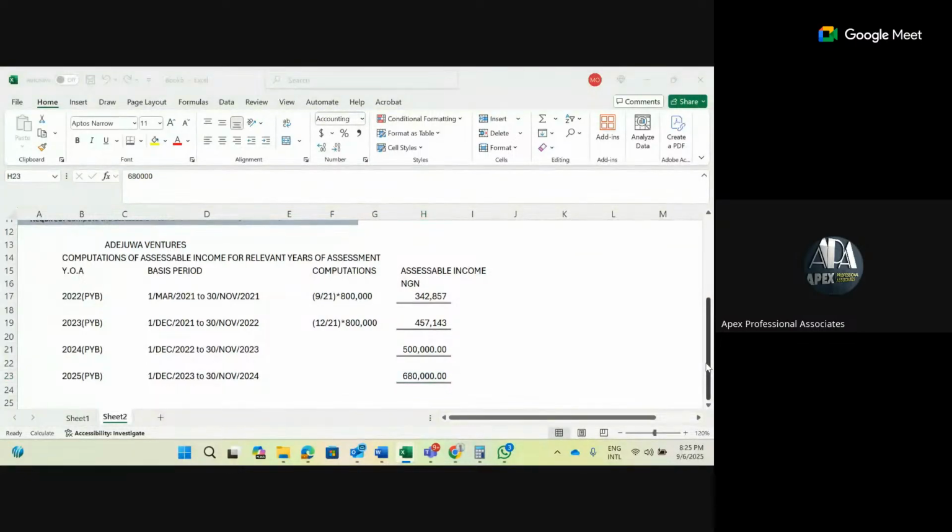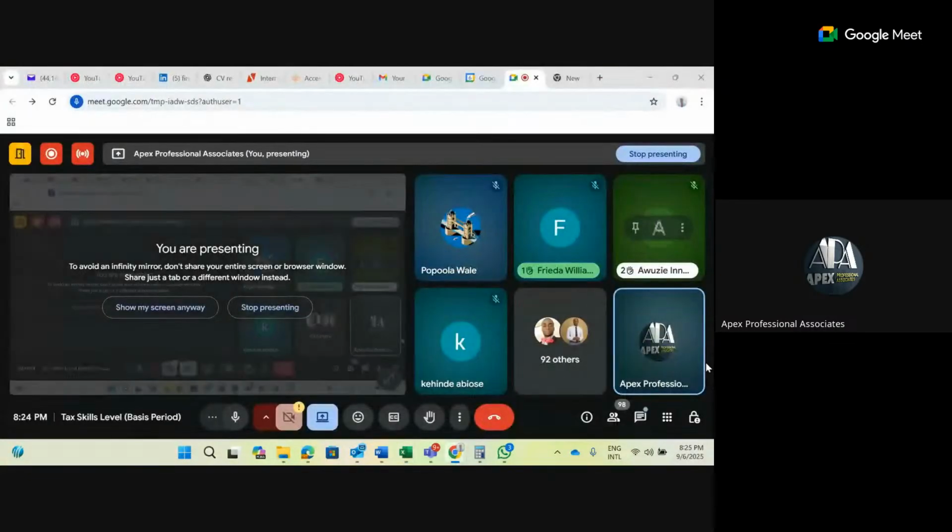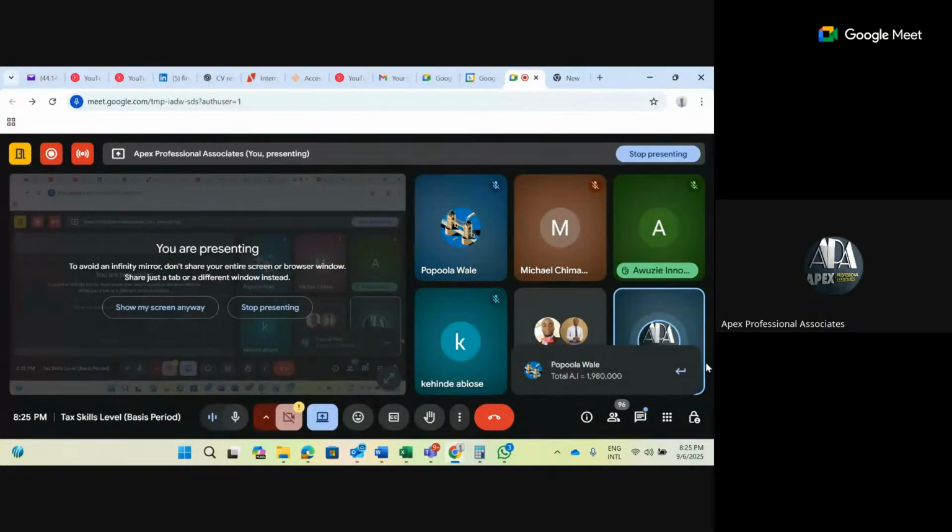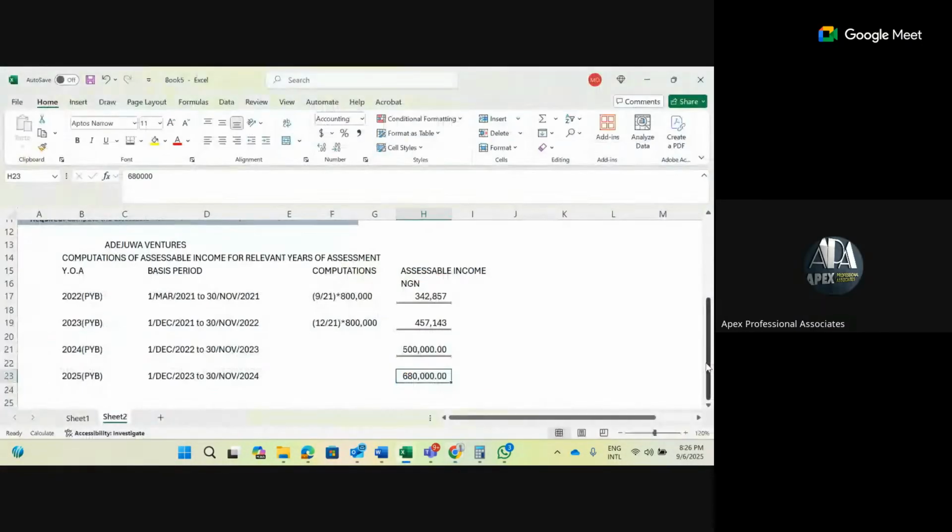Commencement of assessable income. So now let me listen to your question. Who is the person that was saying you have a question? Quickly raise up your hand. Total it? Which one is it? Assessable income. No, you don't need to add it up, sir. You don't need to total it. When you are going to do the one that you will total, I will let you know.